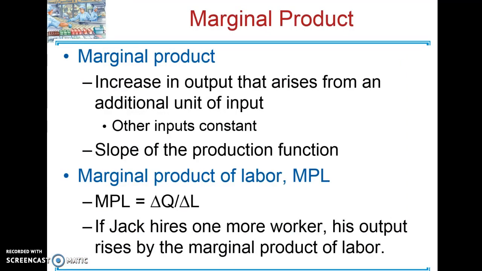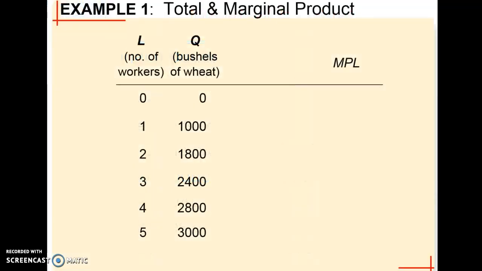The marginal output looks at the increase in output that arises from an additional unit of input. All other inputs are constant. Marginal product of labor is calculated as the change in quantity over the change in labor. If Jack hires 1 more worker, his output rises by the marginal product of labor.